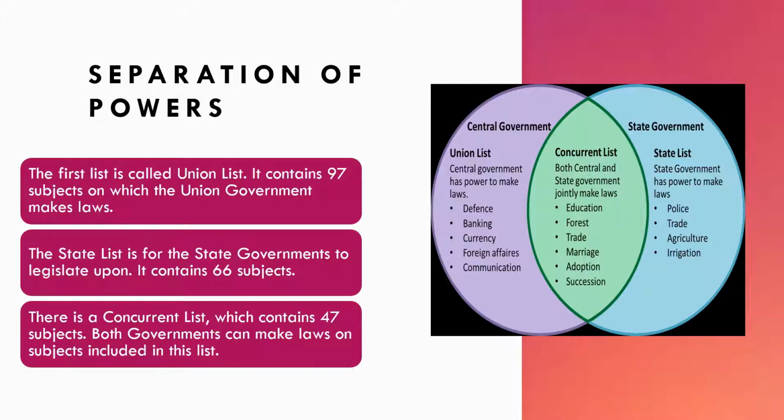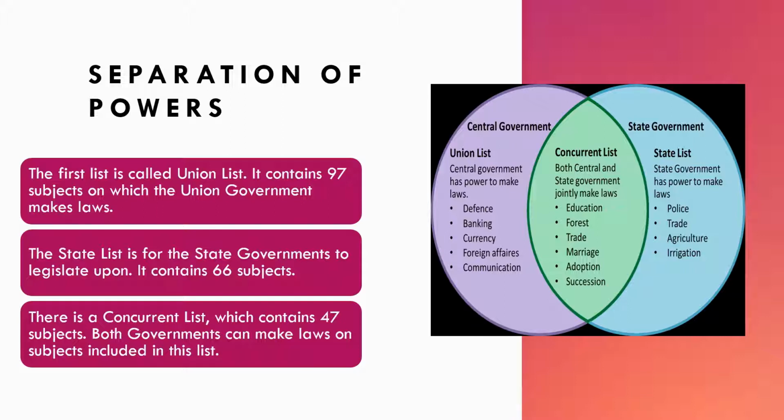Separation of powers. The Constitution has divided the subjects for making laws between the Union government and the state governments. Let us see which government is entrusted with what subjects. Our Constitution has given three lists of various subjects. The first list is called the Union List. It contains 97 subjects on which the Union government makes laws.